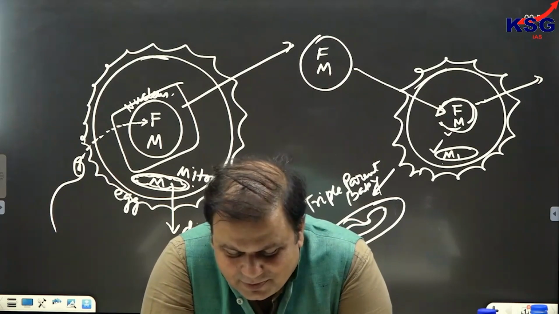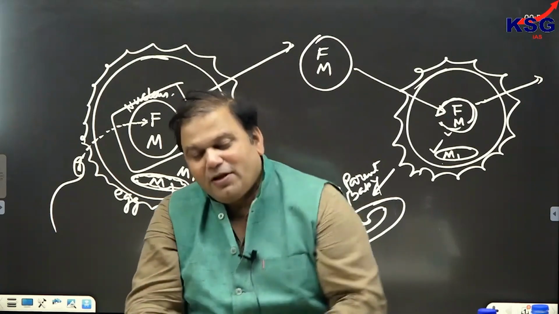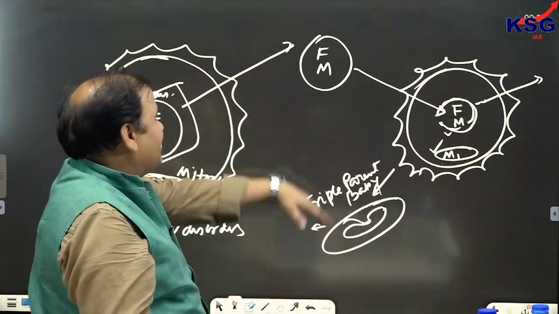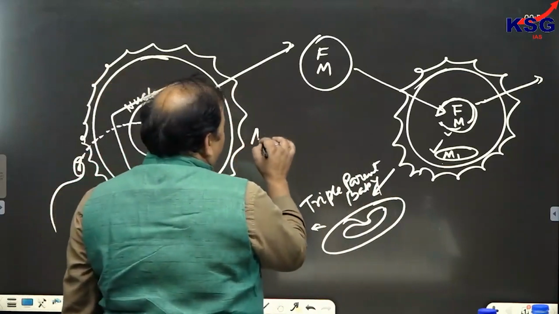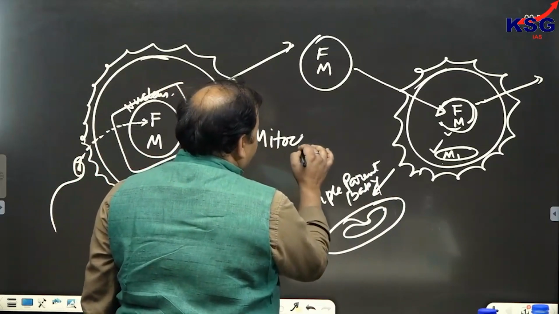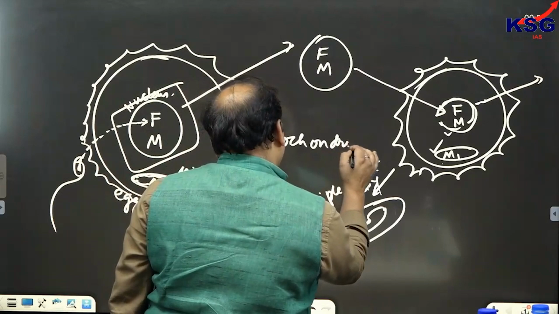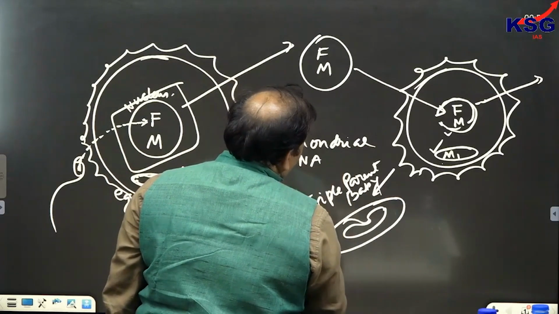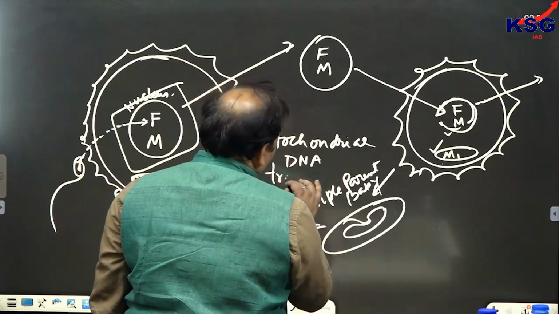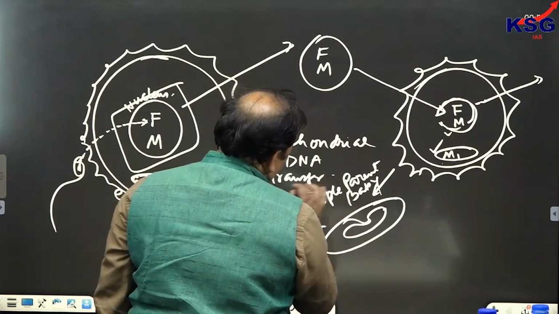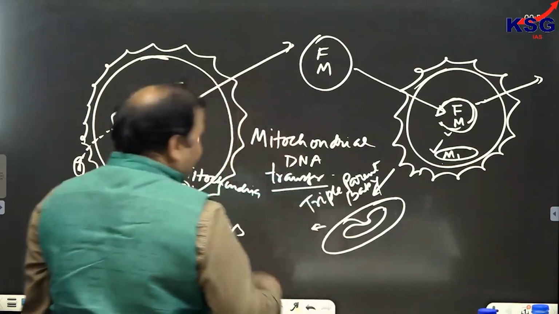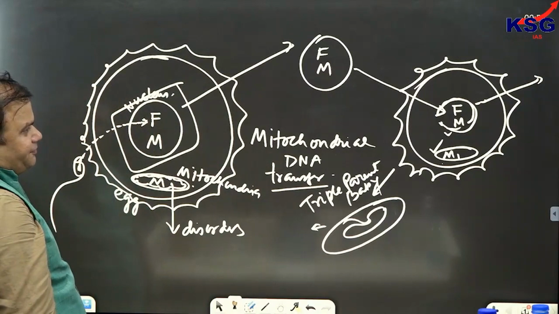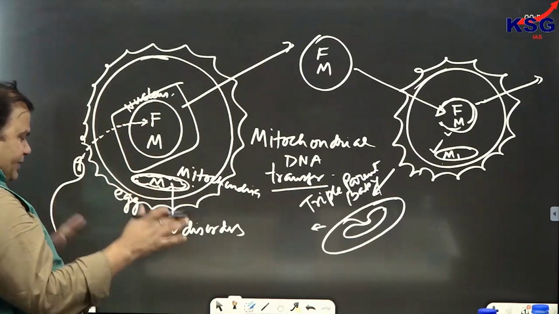Fine. This is called a triple parent baby. Triple parent baby is based on what? It is based on mitochondrial DNA transfer. You cannot remove the mitochondria from the egg. If you remove the mitochondria from the egg, it would die. Why? It is called the powerhouse of the cell. So it is only in this manner that mitochondrial DNA can be transferred. So this is called a triple parent baby.